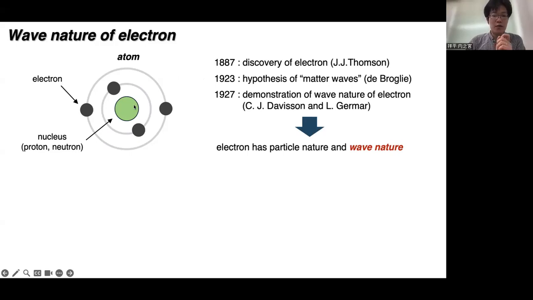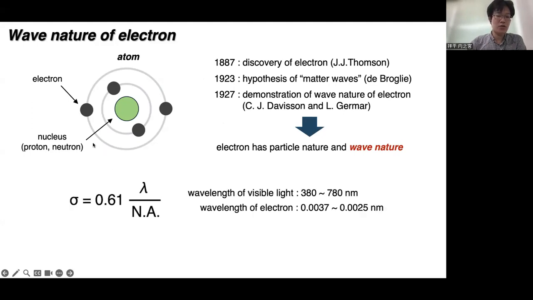So this theory is electron is a particle, negatively charged particle, but at the same time, this is a wave. And this theory was experimentally demonstrated at a later age. So electron has particle nature and wave nature. So this is a very important point because in the last slide, I showed the Rayleigh equation, including the wavelengths of light. So because the electron has wave nature, researchers thought, if they use the electron for observation of things, they can see the smaller things than optical microscope.